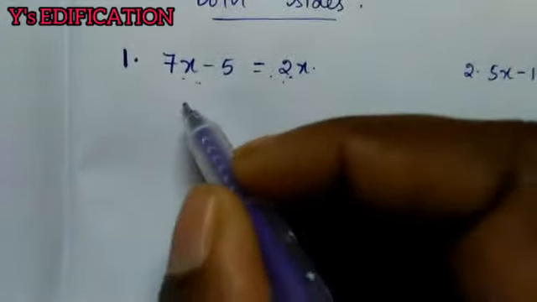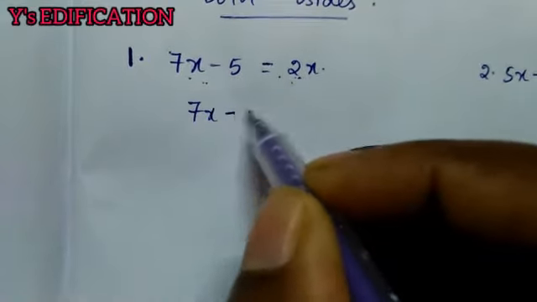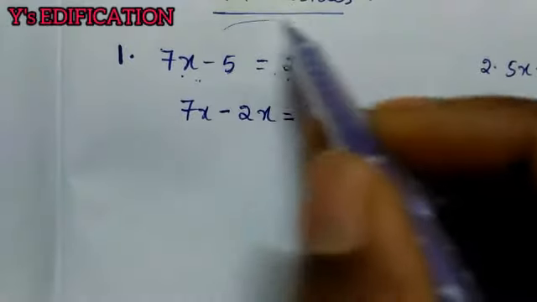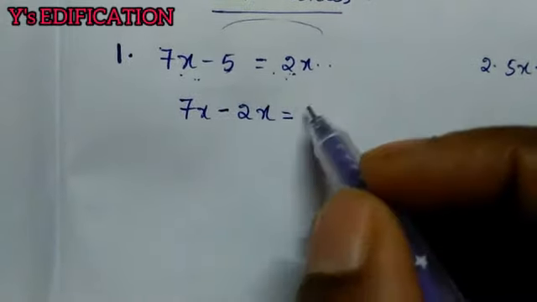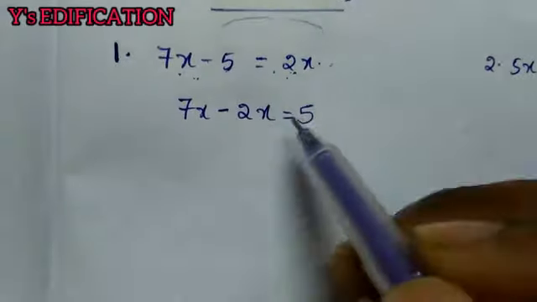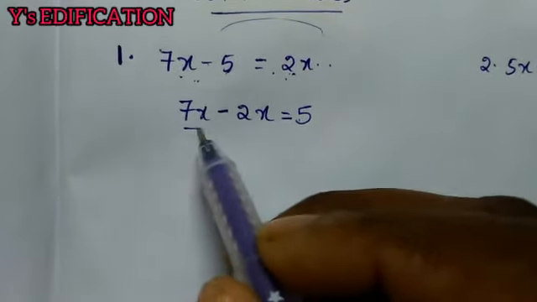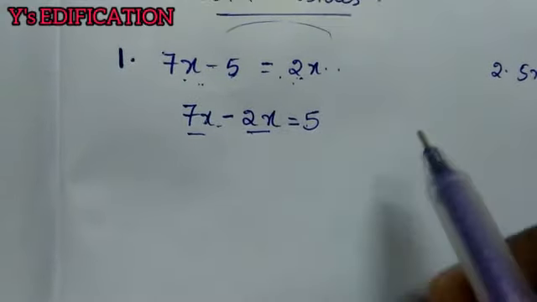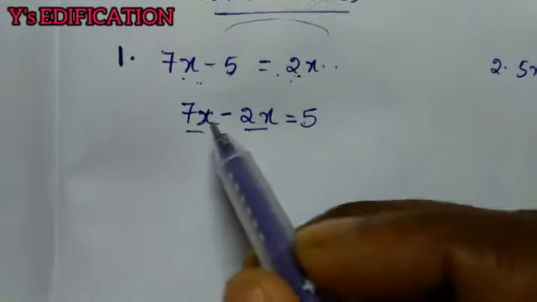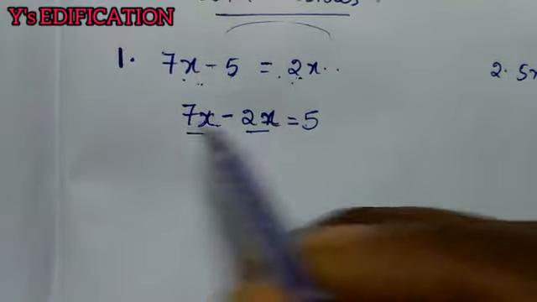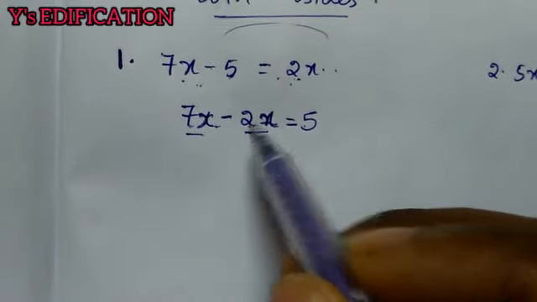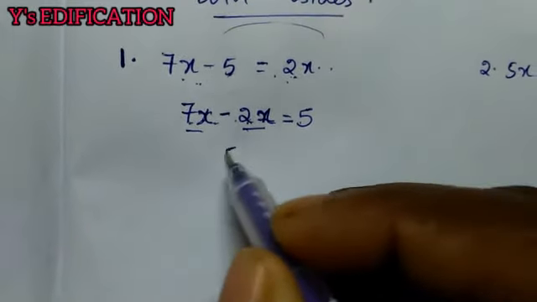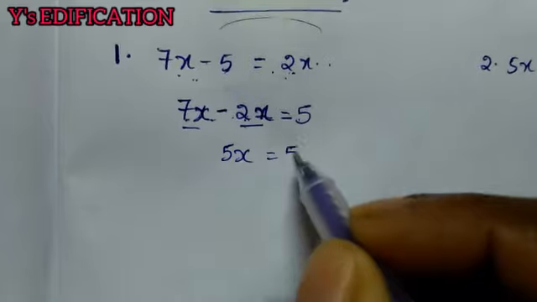So what will it become? It becomes minus, so 7x minus 2x is equal to, now this minus 5 I am going to transpose to RHS. It becomes plus 5. Why? Because this is minus 5, so it becomes plus 5. Now 7x minus 2x, both are the same variable, both are x, so we can subtract 2 from 7. What is 7 minus 2? It is 5x is equal to 5.